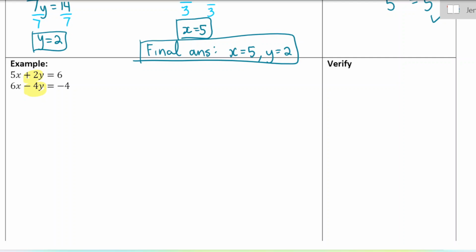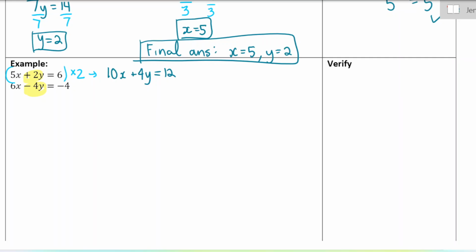So think to yourself for a second, what could I multiply this top equation by to make sure that the y terms match? And the answer is 2. So let's multiply that top equation by 2 and see what I get. So I'm going to get 10x plus 4y equals 12. You have to multiply every single term. If you multiply both sides of the equation by the same thing, you're not changing it. We're just writing it in a different way.